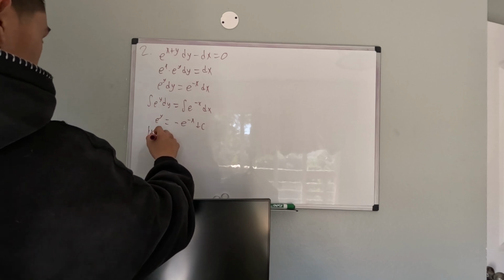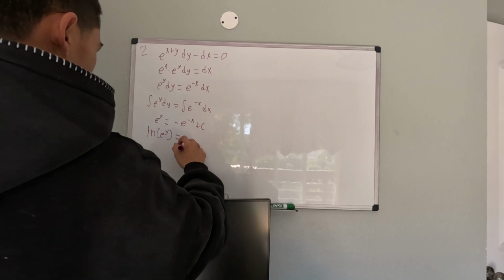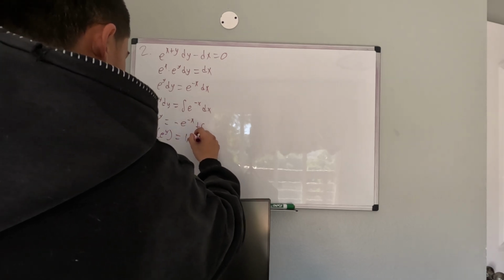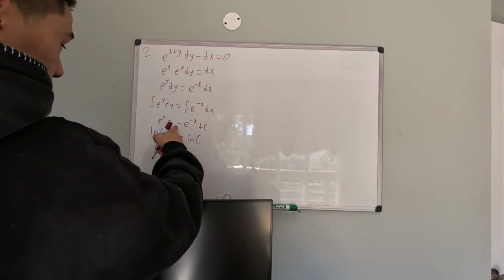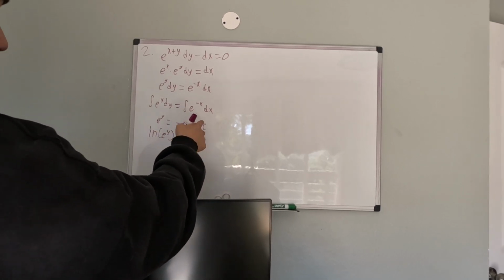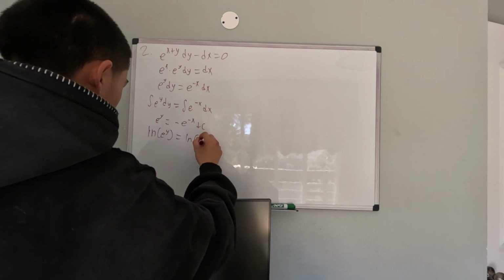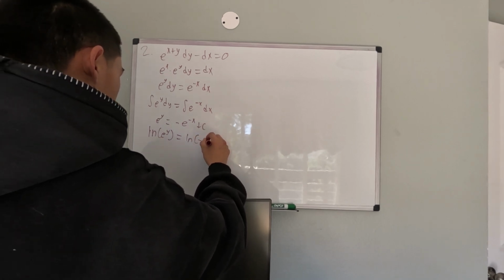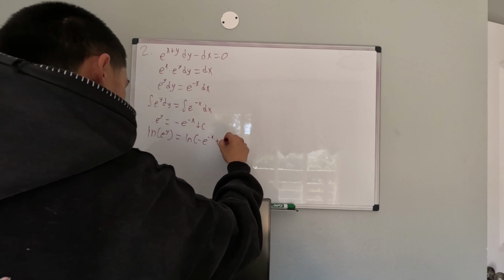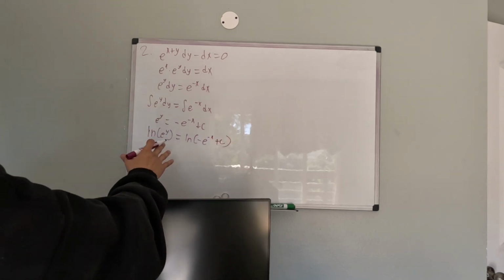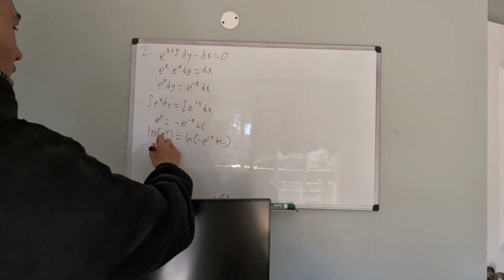So, the natural log of e to the y equals the natural log of what's in here. Negative this plus that. So I'm going to say e to the negative x plus c. And with this right here, what does this equal? This is the exact same thing as y.